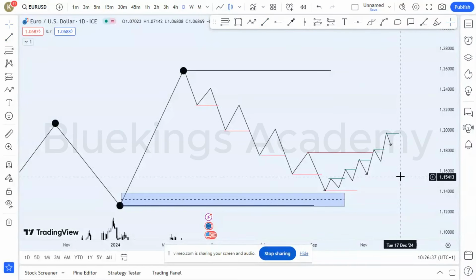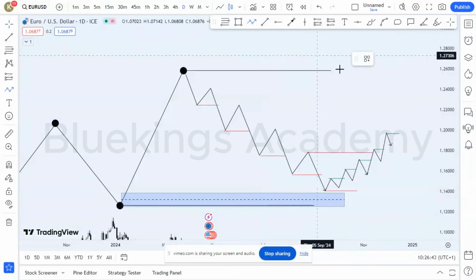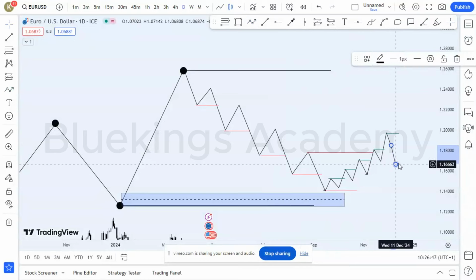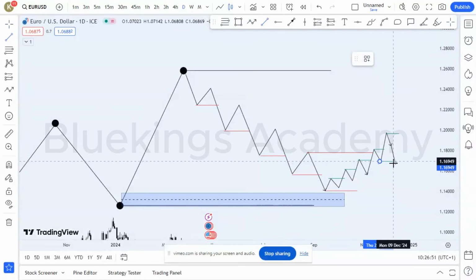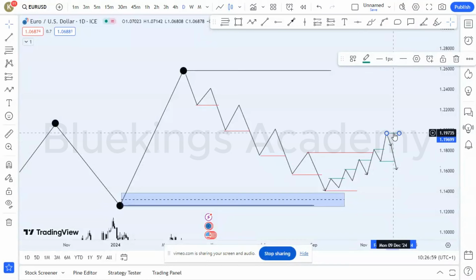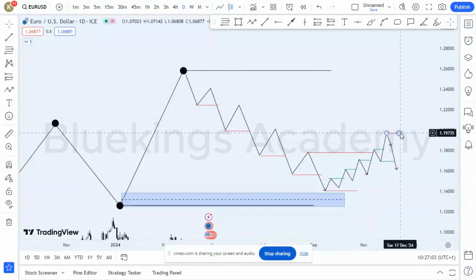Now, there is only one thing that can make us know that we have created a new internal structure high. This is only when price breaks this low. Now, there is a low right here and it's green. Okay, it's a fractal low. If price breaks this low, this green line can now graduate to what we call an internal high. So how would that make it red? Initially it was green. I'll make it red.